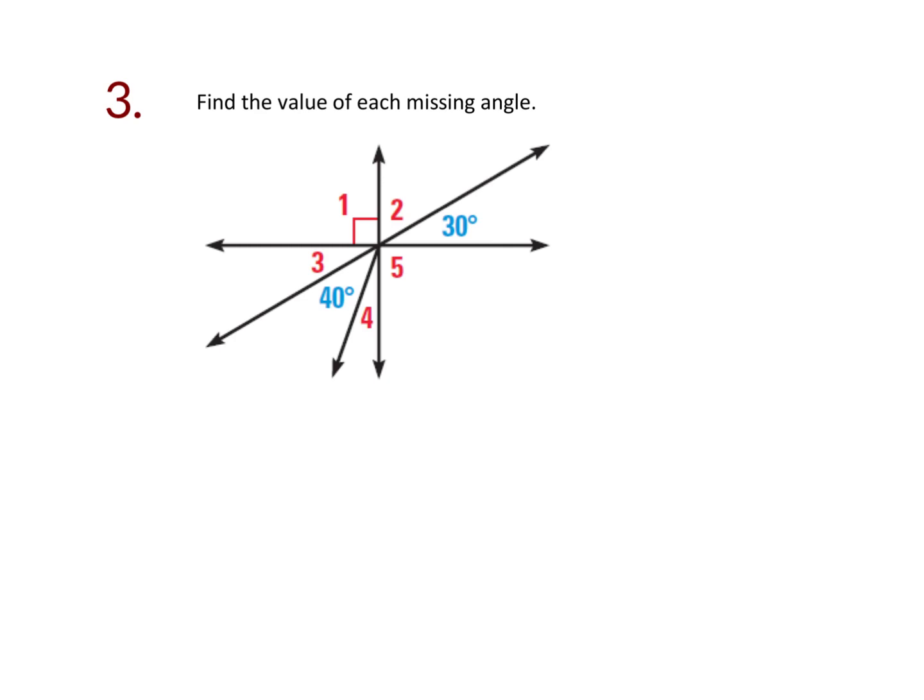All right, I like these. These, you got to think about everything, a lot of things that we learn, not just one thing. So I've got 5 missing angles here. So let's write them all out. Measure of angle 1. Measure of angle 2. Measure of angle 3. All the way to 5.